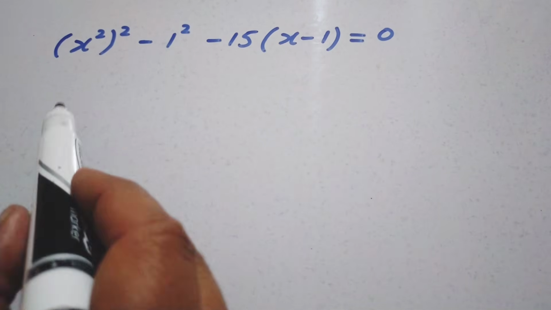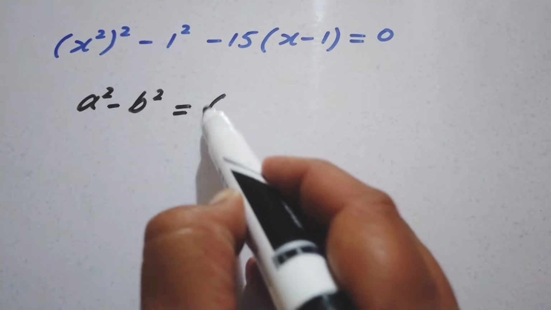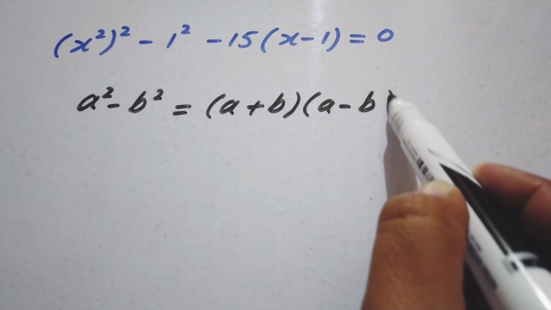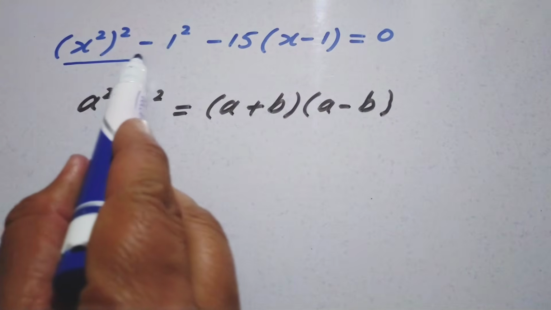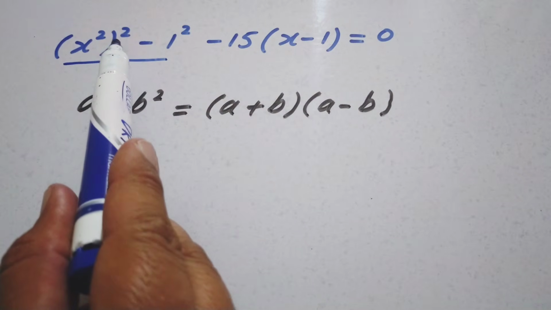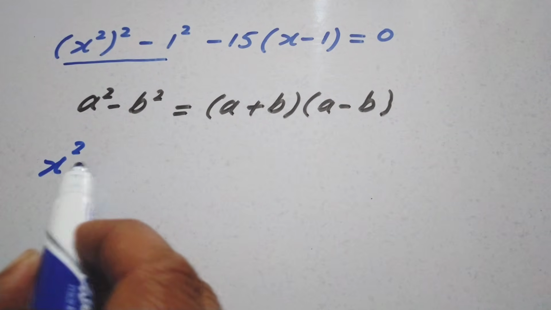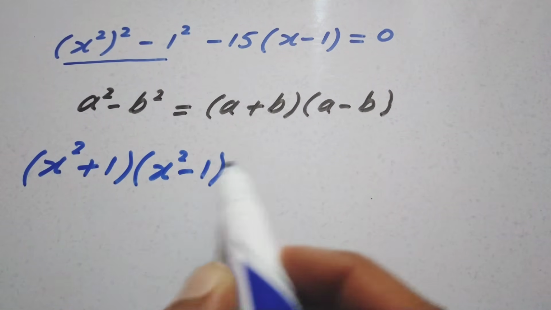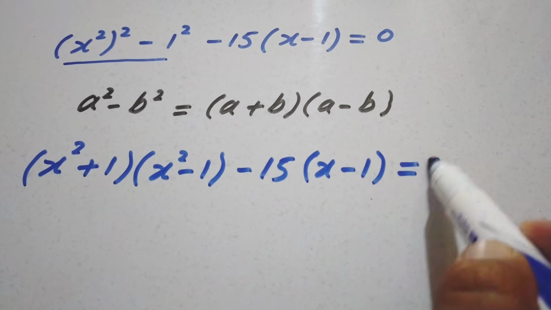Now by using an algebraic identity, a squared minus b squared, which is equal to a plus b into a minus b, we can apply this identity here. Here a is x squared and b is 1. So in place of x squared whole squared minus 1 squared, we will use this identity: x squared plus 1 and x squared minus 1, with minus 15 into x minus 1, is equal to 0.